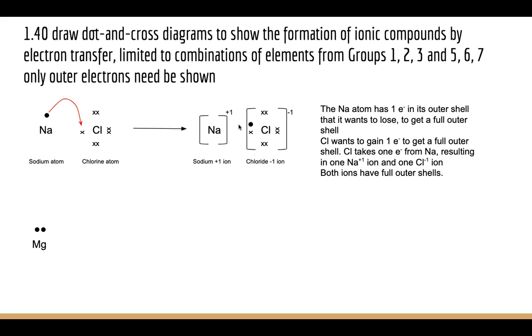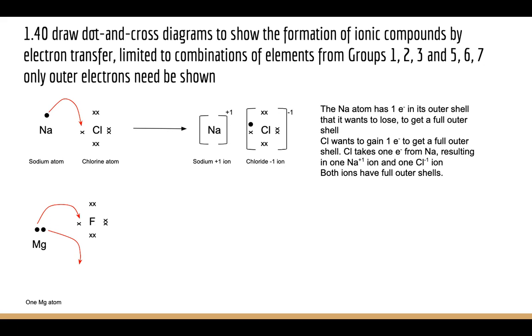Here's another example. Magnesium is in group 2, so it's got 2 electrons in its outer shell. If it reacts with fluorine, fluorine's in group 7, so again it's got 7 electrons in its outer shell. Notice again I haven't drawn the inner electron shells. Now here, that magnesium gives away 1 of its electrons to fluorine, so fluorine gets a full outer shell, but you'll notice there's 1 electron hanging around spare. That electron has to go somewhere.